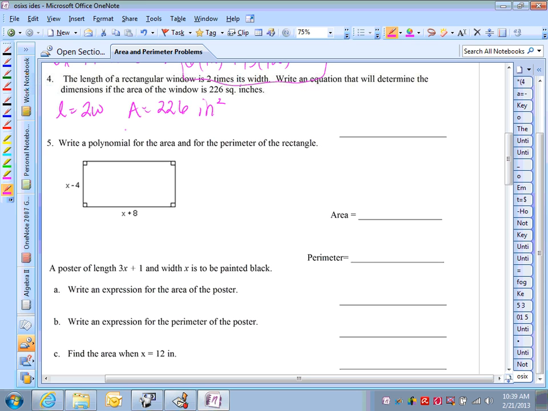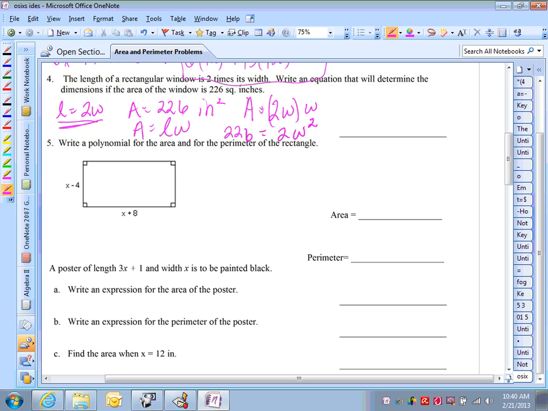Okay, so area is equal to length times width. We also know that. So I'm going to replace the L. We know that L is equal to 2W, so I'm going to replace the L with a 2W. So area is equal to 2W times W. We know that area A is equal to 226, right? And we can multiply 2W times W is 2W squared.